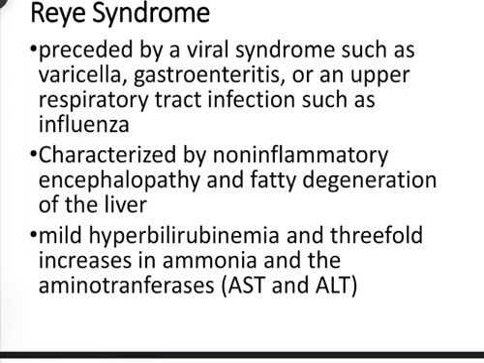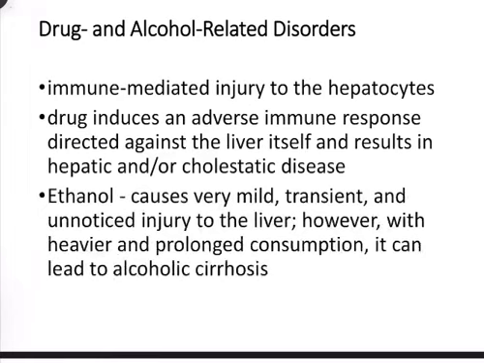A drug and alcohol related disorder is an immune mediated injury to the hepatocyte. Now, as I said, some drugs and alcohol are irritating to your liver. Drugs induce an adverse immune response directed against the liver itself and result in hepatic or cholestatic disease. Ethanol, or alcohol, causes very mild, transient, and unnoticed injury to the liver. That's why if you are a heavy drinker, you can have cirrhosis or liver disease. However, prolonged heavier consumption can lead to alcoholic cirrhosis.